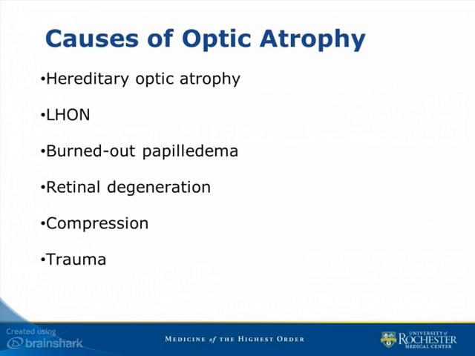There are a number of different causes of optic atrophy that it's important to consider when you're seeing a patient with an atrophic nerve. There is a hereditary form of optic atrophy that can be seen running through families. Leber's hereditary optic neuropathy can also cause optic atrophy. Burned out papilledema can result in an atrophic appearing nerve. Retinal degenerations, optic nerve compression, and trauma can all lead to optic atrophy.